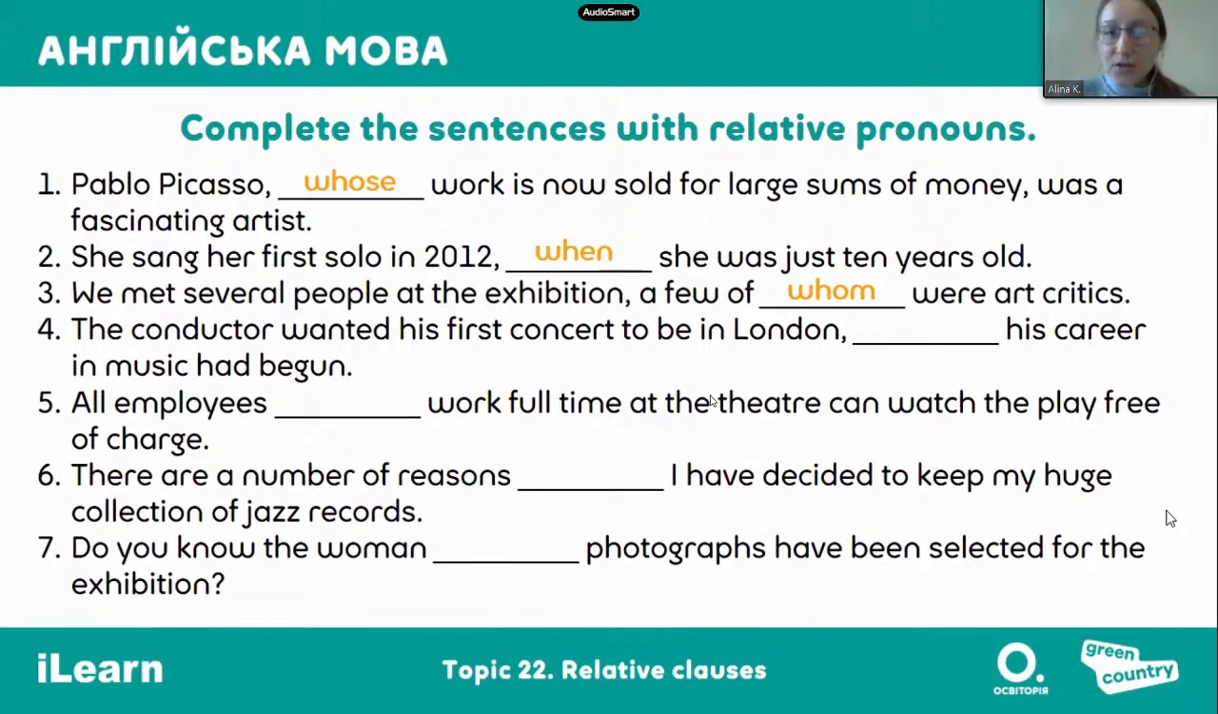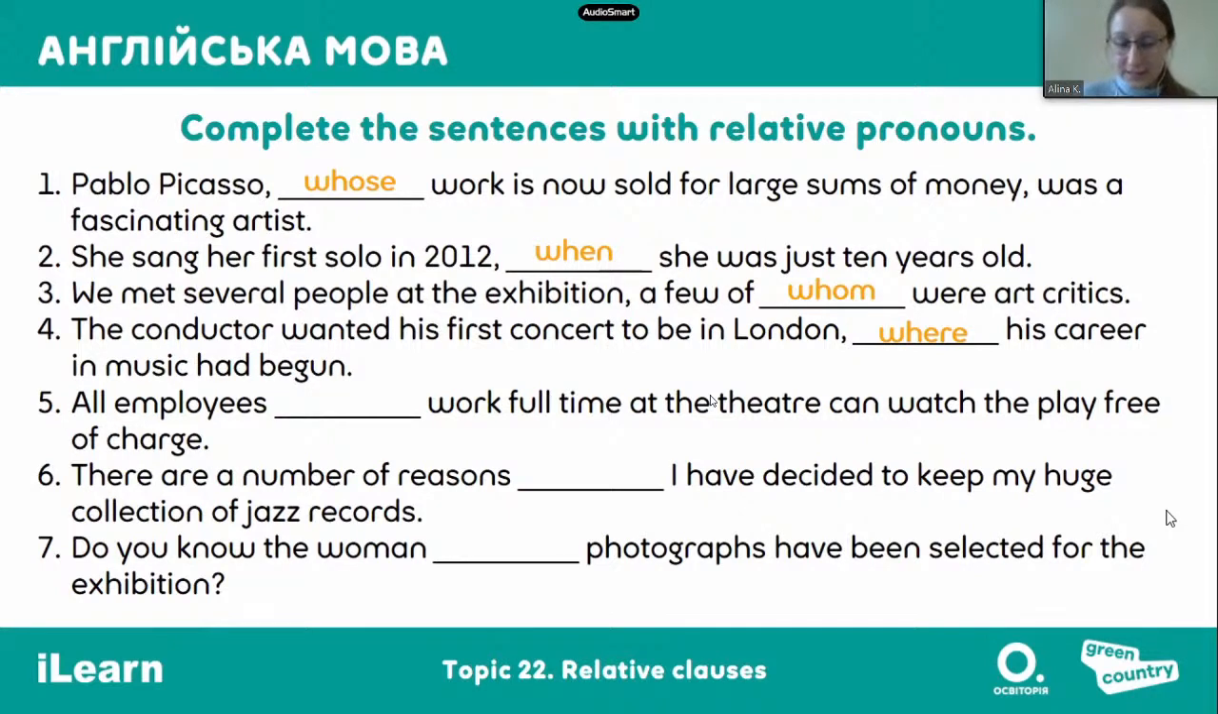The conductor wanted his first concert to be in London, where his career in music had begun. So we have London. That refers to a place. Where we use in order to refer to places.